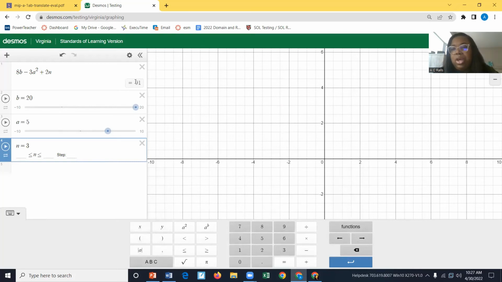So Desmos is going to be your best friend when it comes to evaluating. Yes, we want to know how to do it by hand, but if this tool is given to us and it is going to set us up for success, why not use the tool? But just keep in mind that X and Y cannot be used.